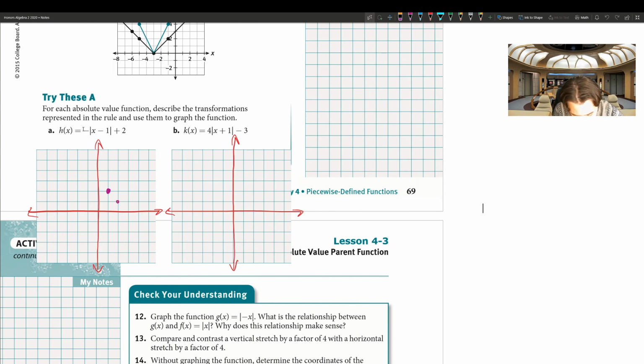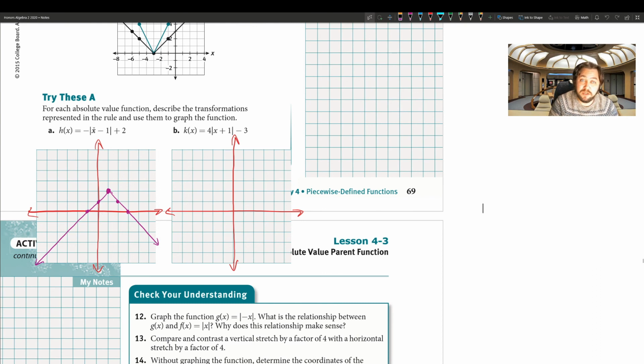So if you are going fast, you can sketch it out just as the parent function like this. This one's not too hard. We can also plug some numbers in. So let's try maybe 0. 0 minus 1 is -1. The absolute value of that is positive 1. This negative flips that positive 1 back to a -1, and -1 plus 2 is 1. So there's our point here.